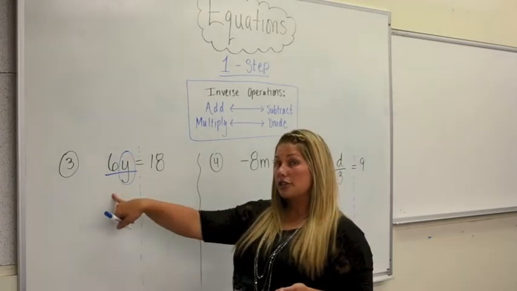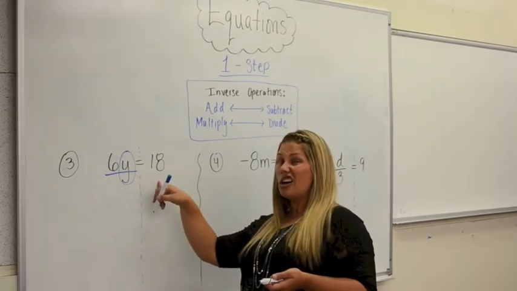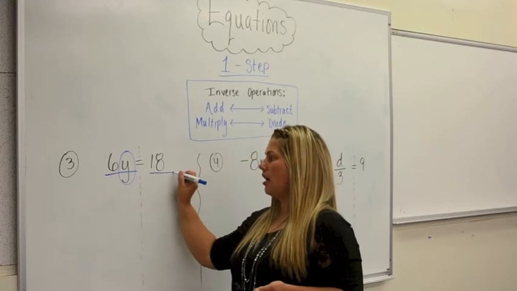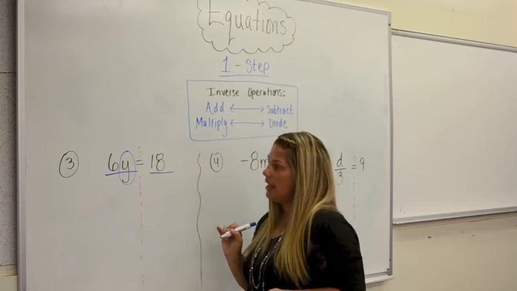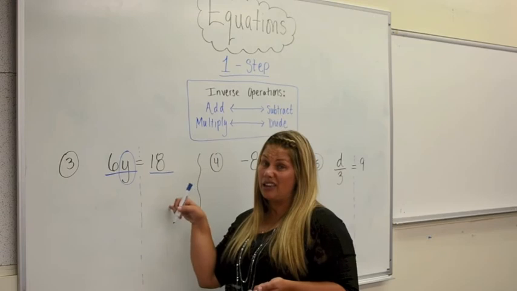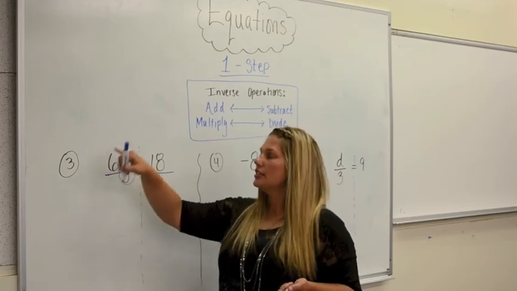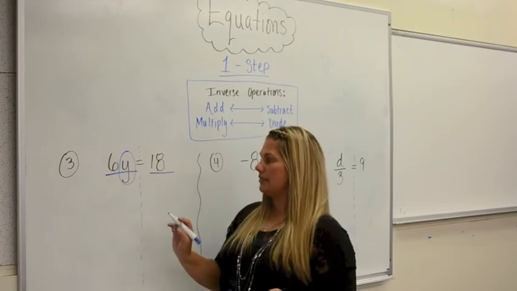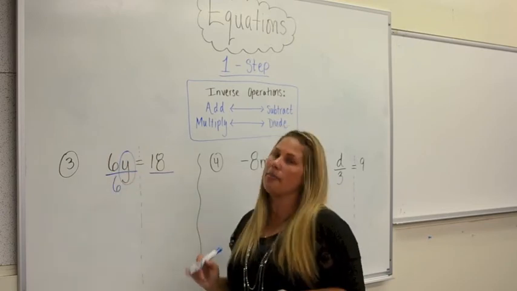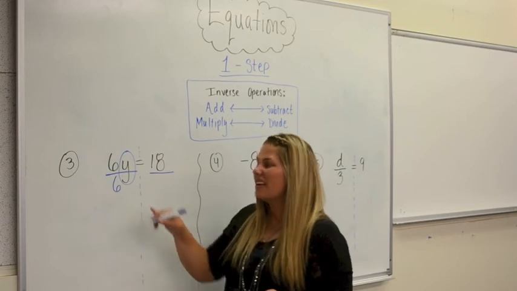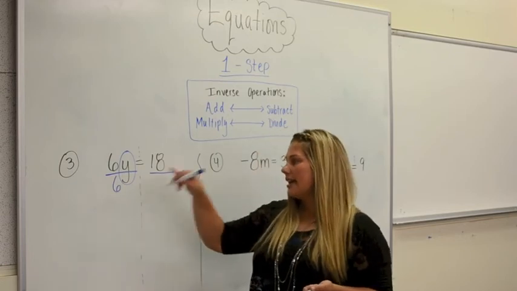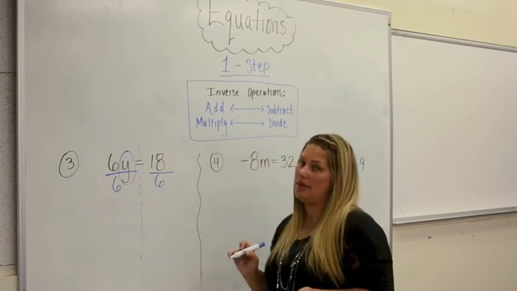But if I put a fraction bar on the left side, I also have to put that fraction bar on the right side. And what number am I trying to get rid of? Well, the 18 has nothing to do with the y. The 6 does. So the 6 is what I need to get rid of. So I'm going to put a 6 on the bottom of that fraction.